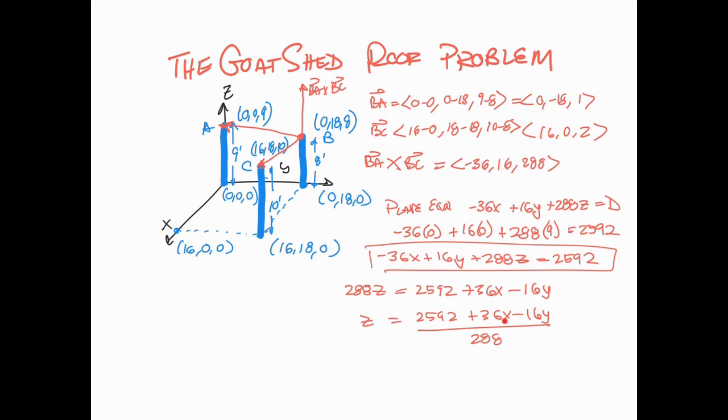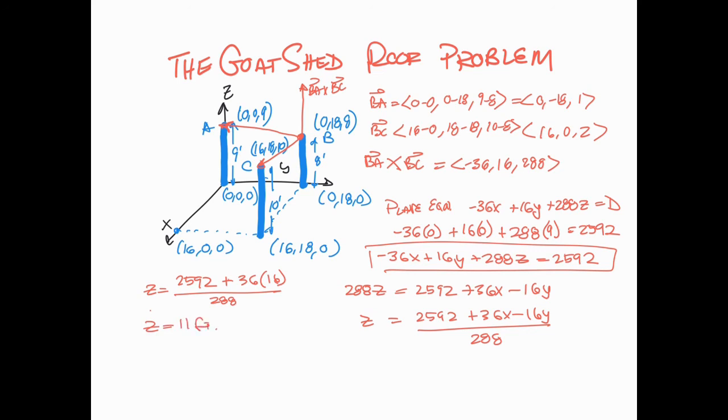Okay, now that means I've solved for z, and actually for any x and y coordinate, any place on the floor of this building, I can calculate what the height of the roof is. That's what this equation does for me. And in particular, I want to know at this point, which has coordinates x equals 16 and y equals 0, how tall the roof is. So let's evaluate the right-hand side under those conditions. z equals 2592. The x coordinate is 16, so it's going to be 36 times 16. The y coordinate is 0, so this negative 16y piece disappears. And this is all over 288, which is 11 feet.